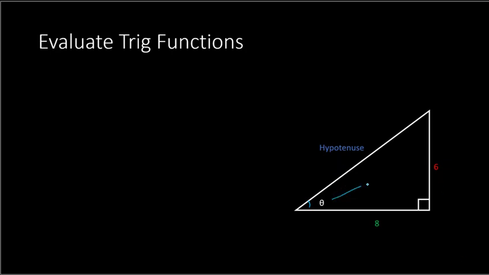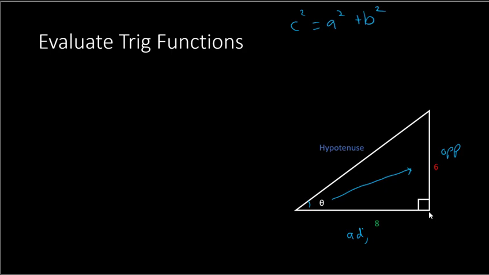So again, this would be opposite, and then over here the 8 would be the adjacent side. And if we try to find all these different trig functions, we need to find the hypotenuse. So we can find the missing side by using the Pythagorean theorem. The Pythagorean theorem says that c squared equals a squared plus b squared.